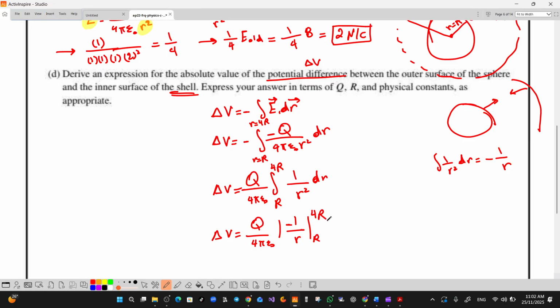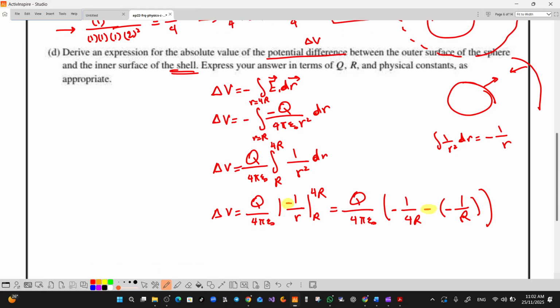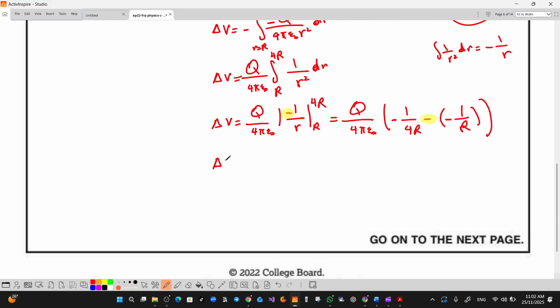From R to 4R, which is equal to Q over 4 pi epsilon 0, so minus 1 over 4R minus 1 over R. Now we have two minuses here: minus because of the formula here, and the second minus because we need to find the difference between the boundaries. Now finally, the delta V is equal to... minus times minus is a plus. So plus 1 over R, I prefer to write it first, minus 1 over 4R.